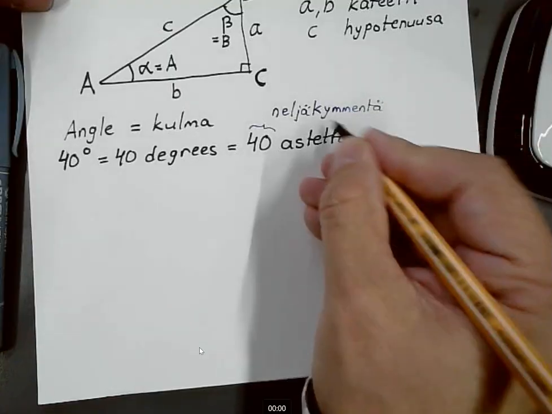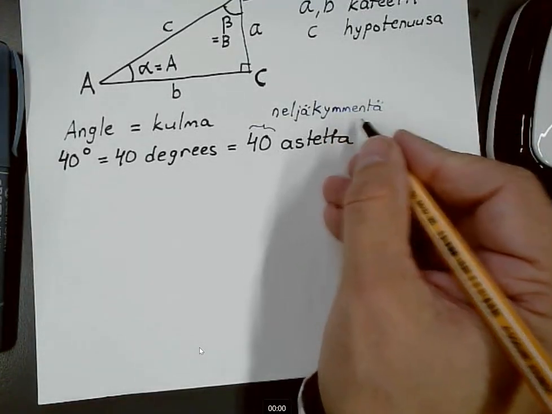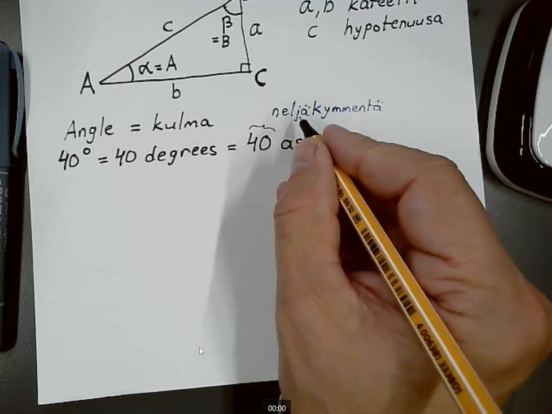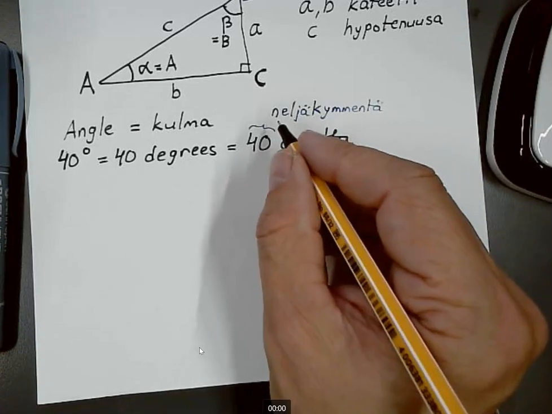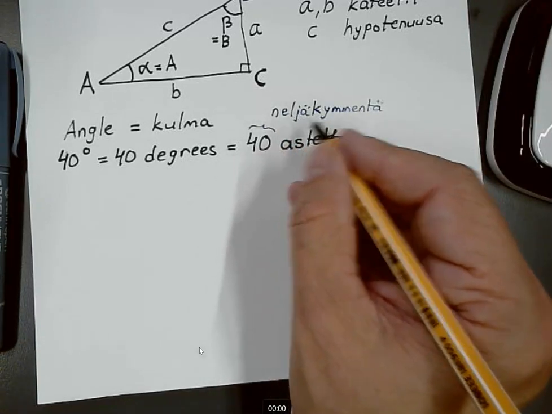40. This kymmenen was 10, and neljä is 4. So this means 4 of tens.